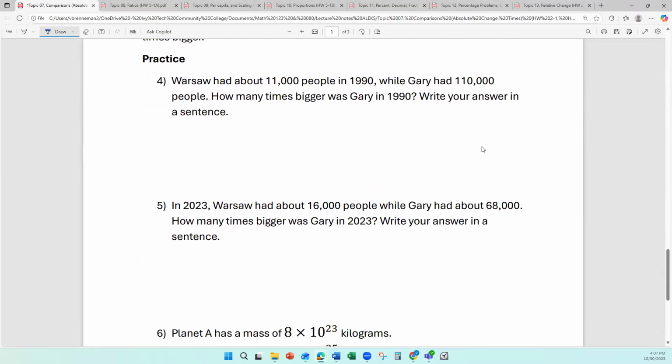How many times bigger? You take the larger value divided by the smaller value. And this one comes out 10. So 10 times bigger. Putting that into a full sentence, I can just say Gary was 10 times bigger than Warsaw in 1990.